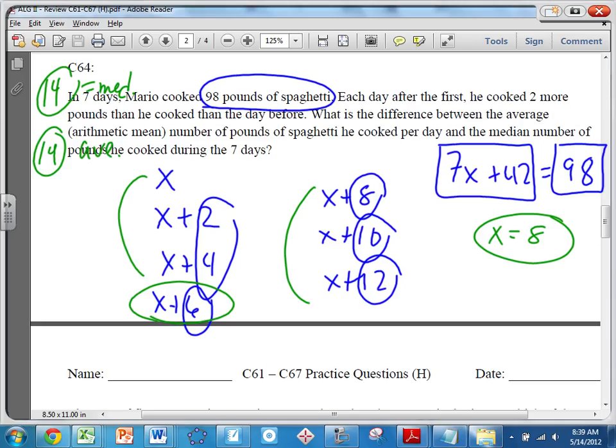Okay, again, take a look at your spacing. What was the spacing between each data? Up 2, up 2, up 2, up 2, up 2, up 2. When the data is spaced evenly, the median and the mean will always be identical. Okay?